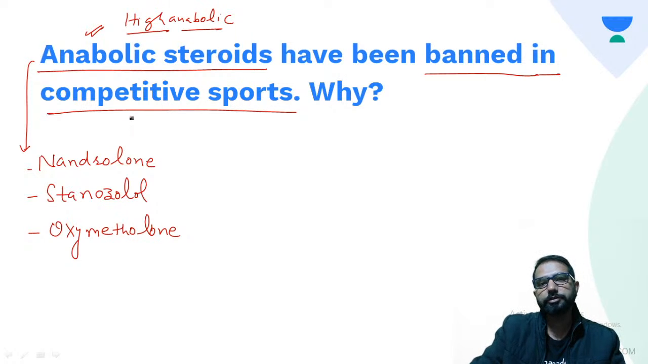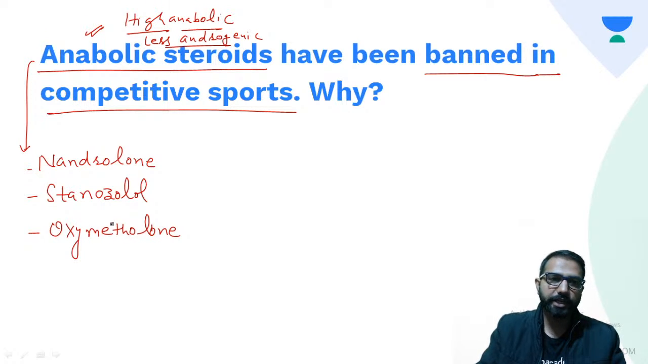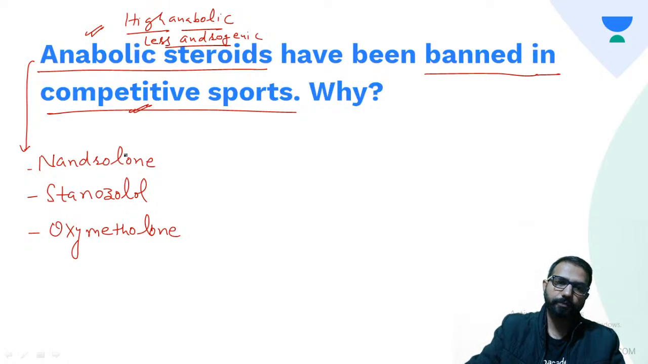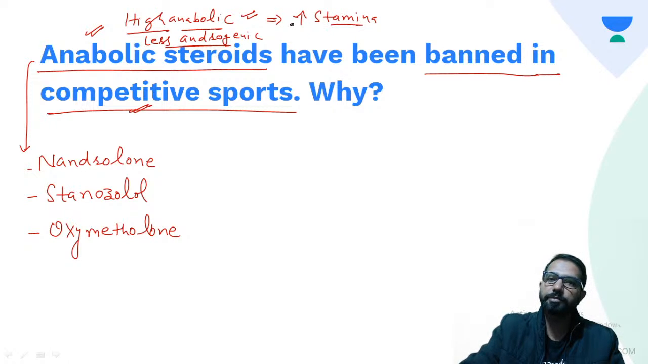They have high anabolic activity and less androgenic activity, though androgenic actions are also there. So high anabolic, less androgenic activity. Nandrolone is durabolin injection, commonly used. Stanozolol, oxymetholone. So in competitive sports, sportsmen, why were sportsmen using these drugs? Because of their high anabolic activity, it increases the stamina. It helps in muscle building.